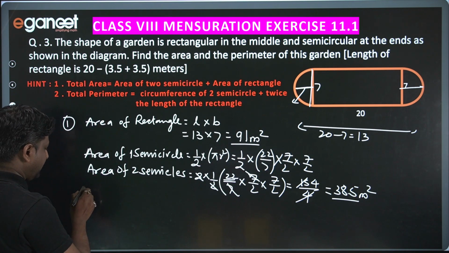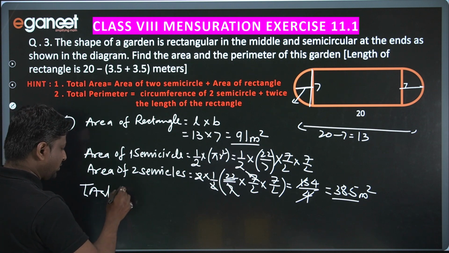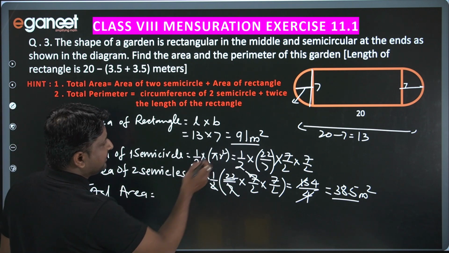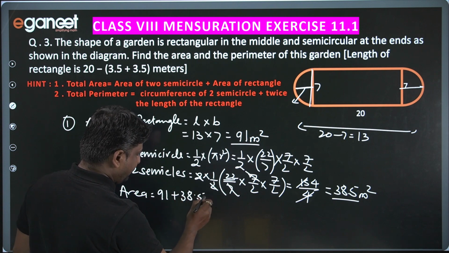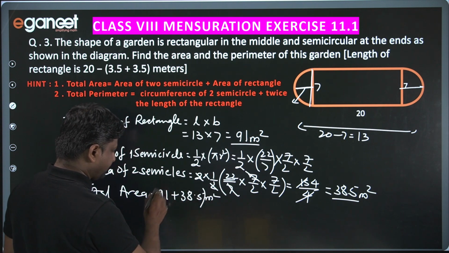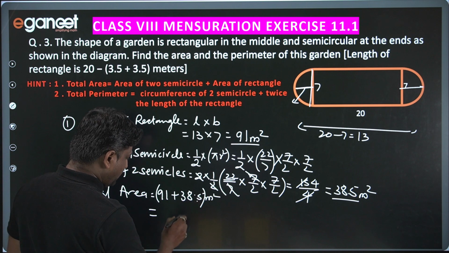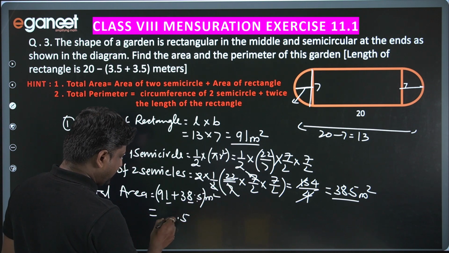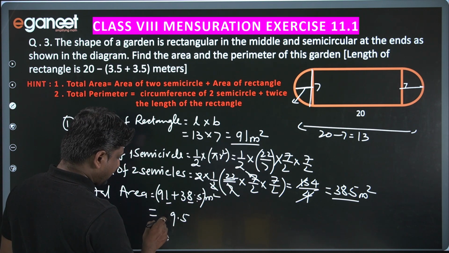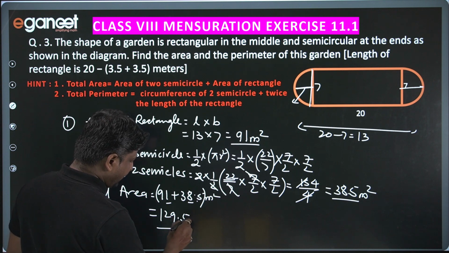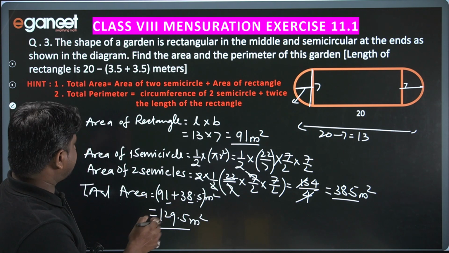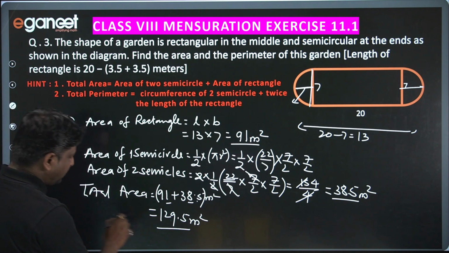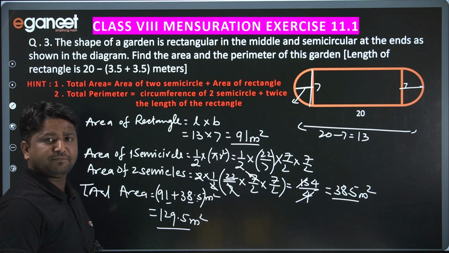So now we'll find the total area. Total area will be 91 plus 38.5 in meters square, and that is equal to 129.5 meters square. That is the total area. This is the step number 1. We have found out the total area, which is 129.5 meters square.